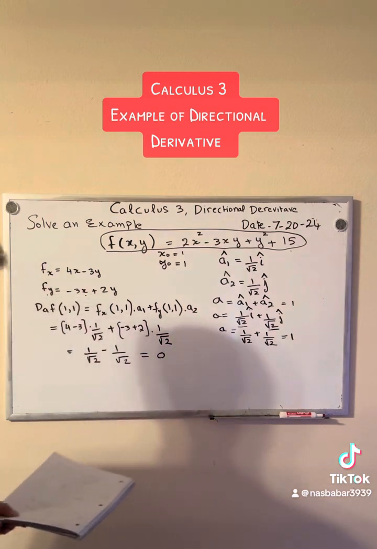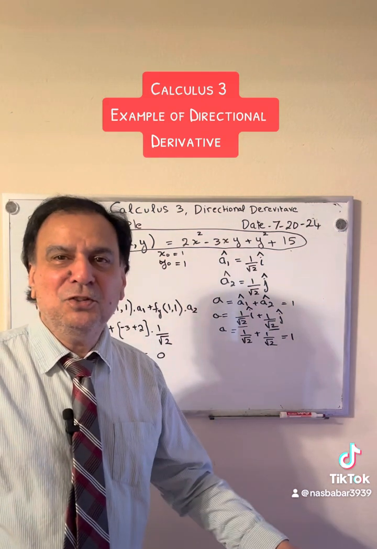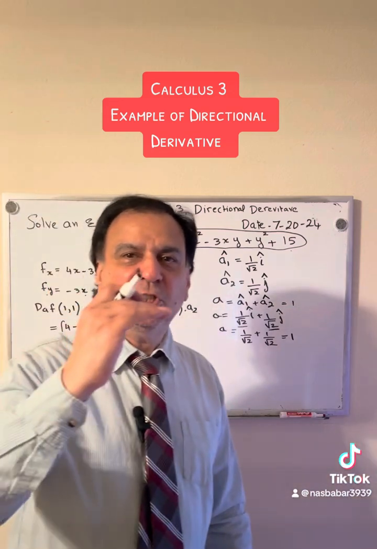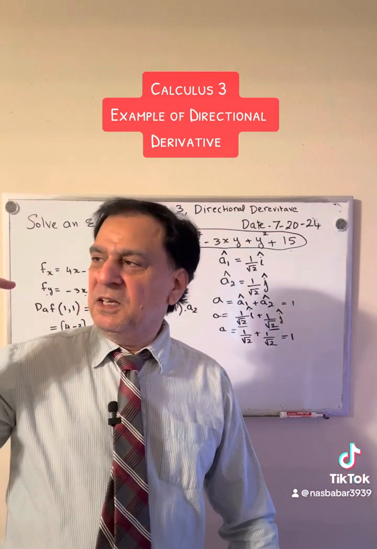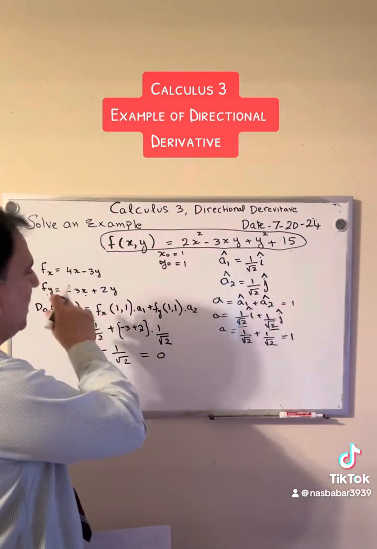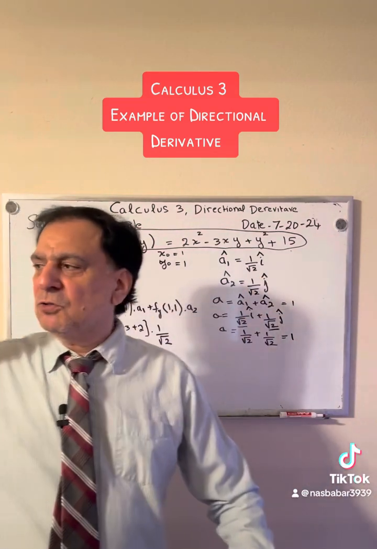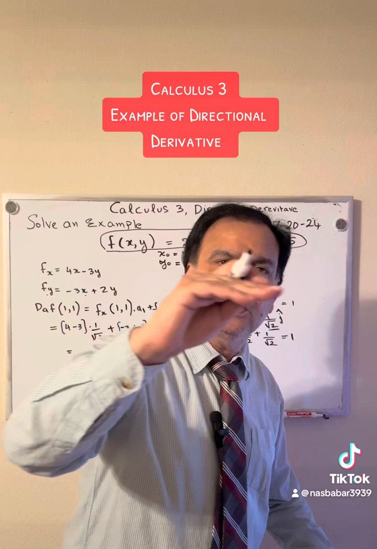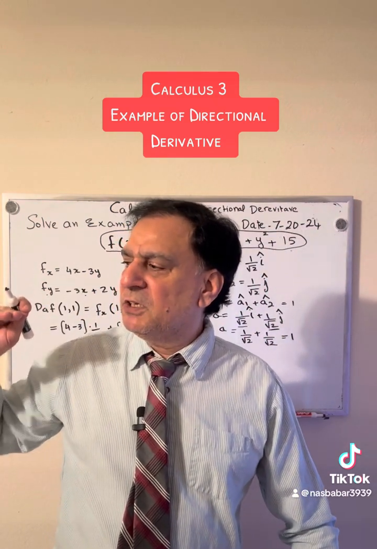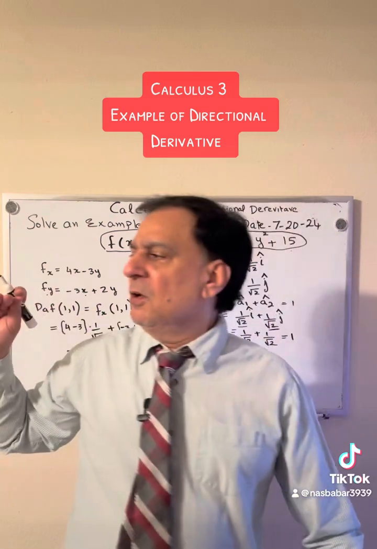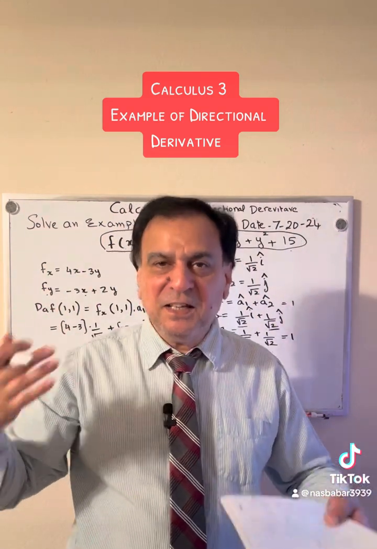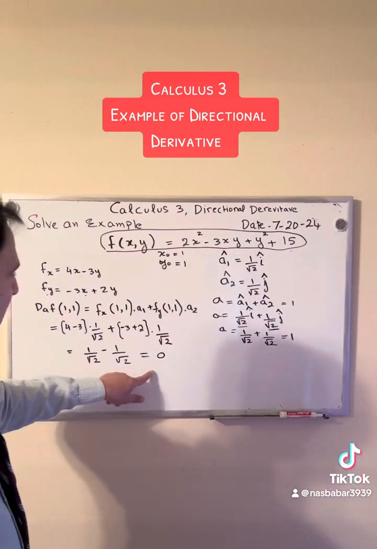Wow. So what does that mean? The answer is 0. What that means is that there was no rate of change. The function in this direction was constant, going constant, constant, constant. There was no rate of change. A rate of change is when maybe you're going up, down, or it's going slow, going fast. So there was no rate of change. That is what a derivative of 0 means.